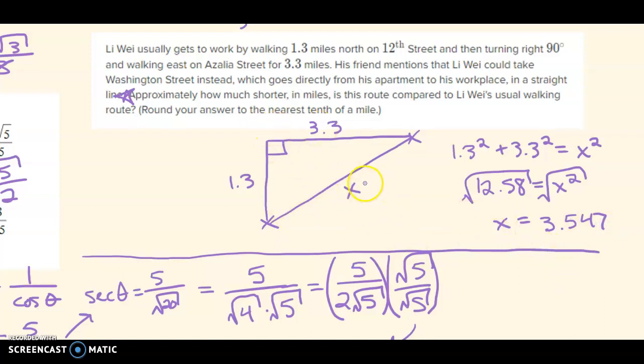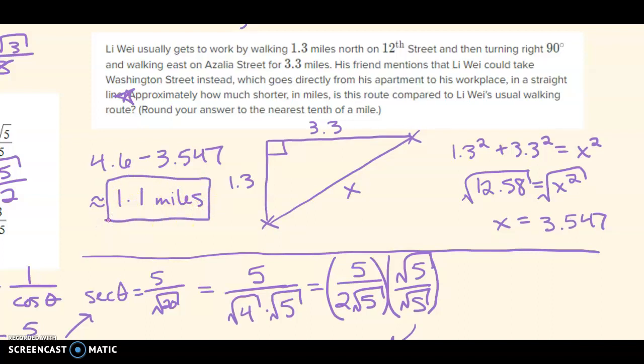Okay, we want to know how much shorter this distance of x is than these two distances added together. So 1.3 plus 3.3 is 4.6, minus this distance here, 3.547. That gives us about 1.05, and it wants us to round our answer to the nearest tenth of a mile. So that'll be 1.1 miles shorter. And that's our answer. And that is your 5.2 mastery check.